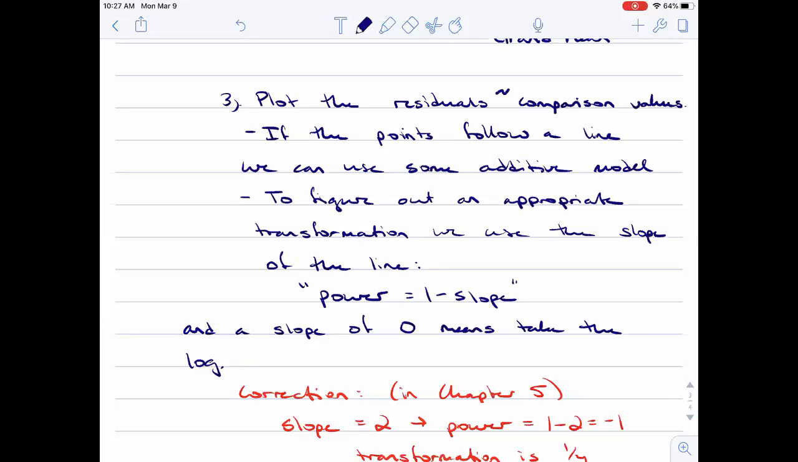So if the points follow a line, then we can use some additive model. Versus a non-linear relationship, right? Then it's not additive. Meaning we probably need to introduce some sort of interaction term, which we'll get into next day, or something like that.